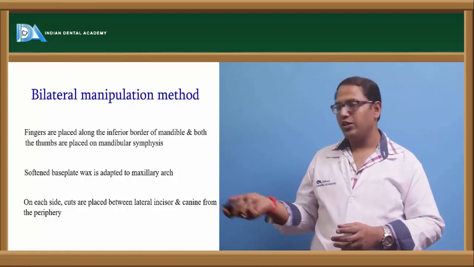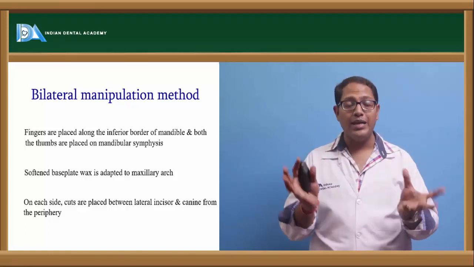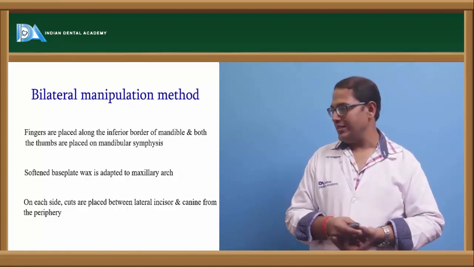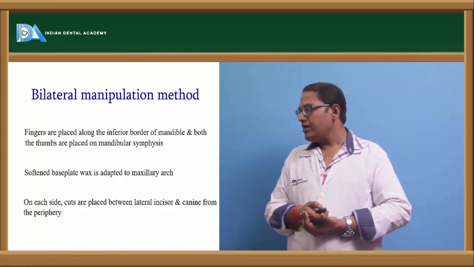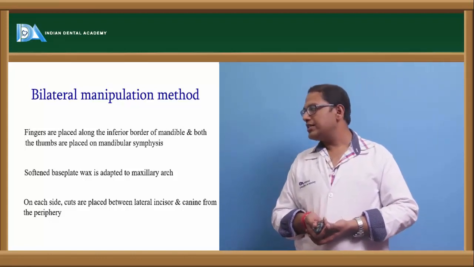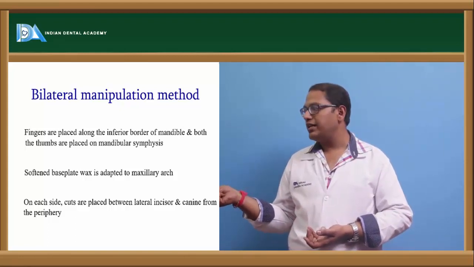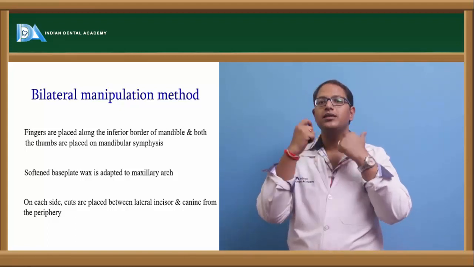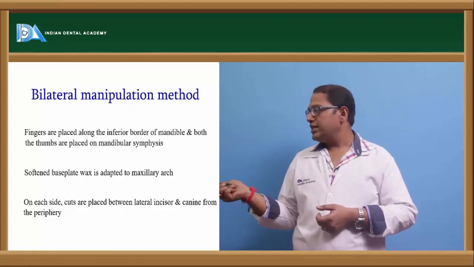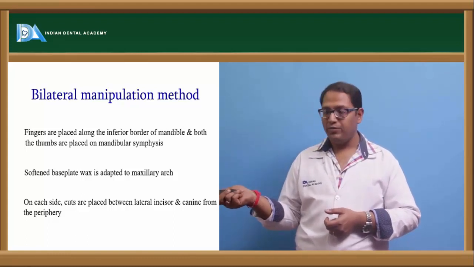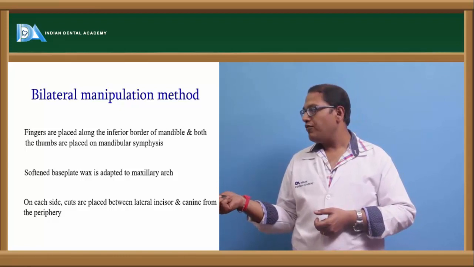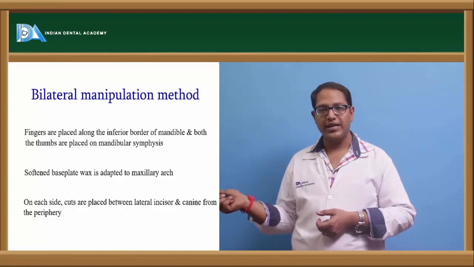Now let's see what it all says. This is the bilateral manipulation method by Dawson. So let's see how it goes according to theory. Fingers are placed along the inferior border of the mandible and both thumbs are placed on the mandibular symphysis. As I told you, hold it like this. Before all this, the patient is asked to lie in the semi-supine position. That is most important. Softened base plate wax is adapted to the maxillary arch.